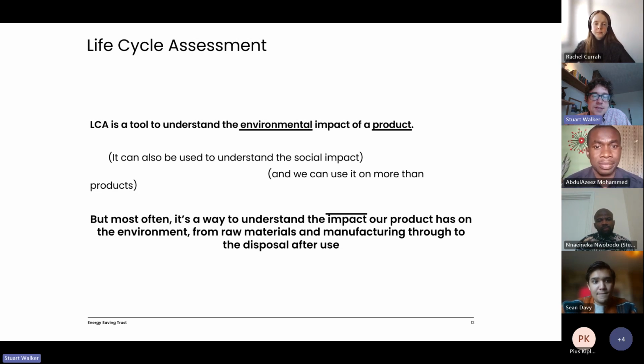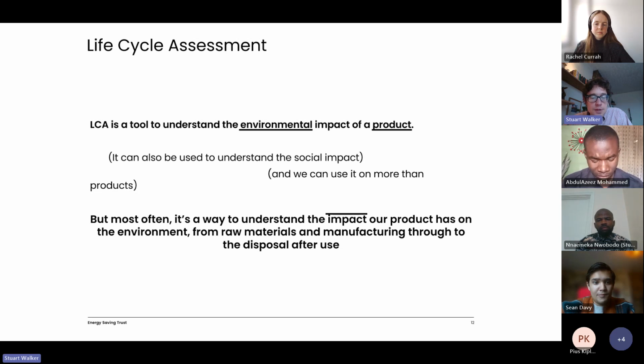And I also said it's the impact of a product, but it's not only of a product. We can also use it to look at organizations or businesses or anything like that. But most of the time today, we're going to be talking about life cycle assessment, LCA, as a tool to understand the environmental impact of a product. Most often it's a way to understand the impact that the product has.